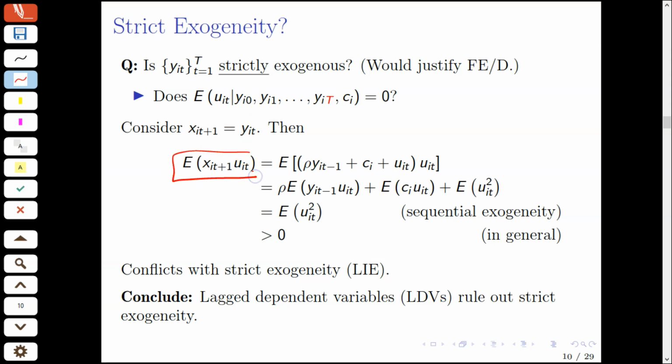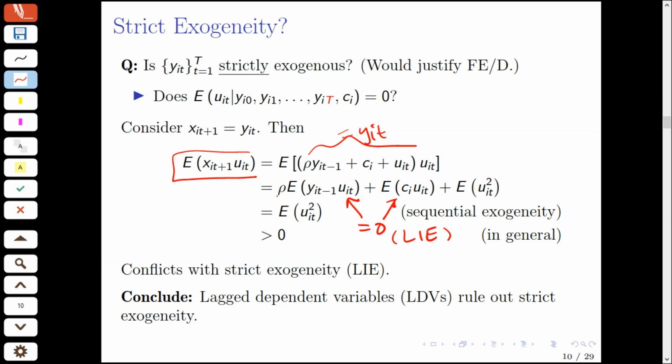Then the correlation between this period's idiosyncratic error and next period's regressors is given by the following expression, where we've substituted in for this period's outcome. Opening up the parentheses and distributing the expectation onto each term, we get this second line. And if we now invoke sequential exogeneity, we see that both the first expectation and second expectation are equal to 0. This follows from applications of the law of iterated expectations. Hence, we're left with this last expectation, which amounts to the variance of the idiosyncratic error, and is therefore positive, at least in general.